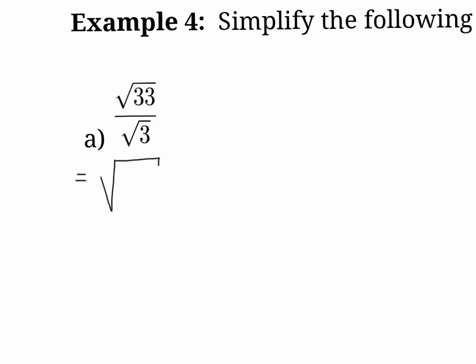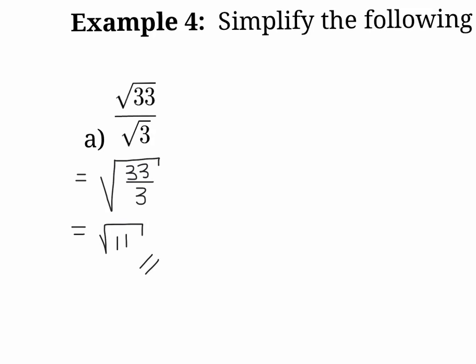radical. So this is broken up into the root of 33 over the root of 3, which means it's the same thing, according to that division rule we just talked about, as the root of 33 over 3. And the reason why I want to do that is because 33 divided by 3 is a nice number. It's just 11. So this is just the root of 11. And we are done.